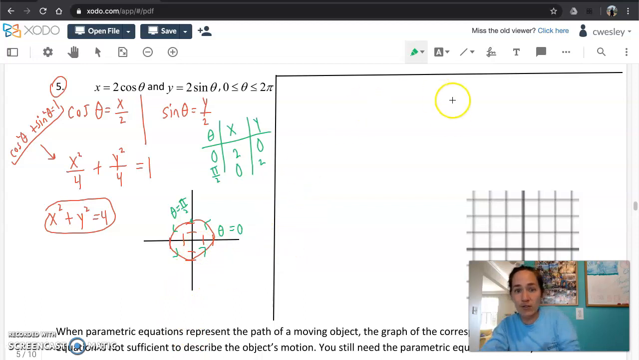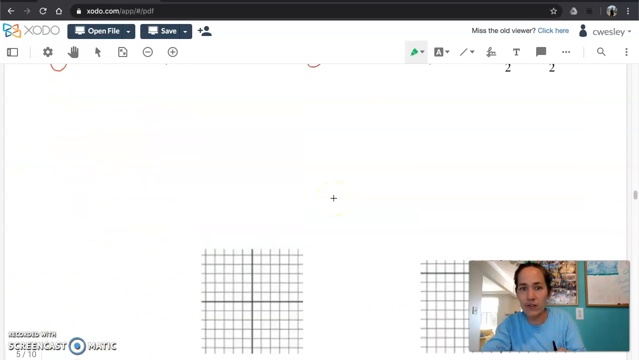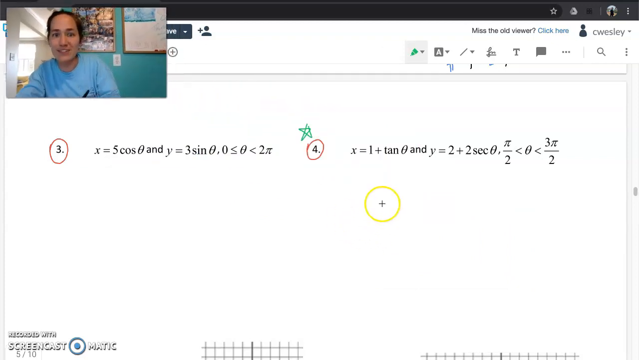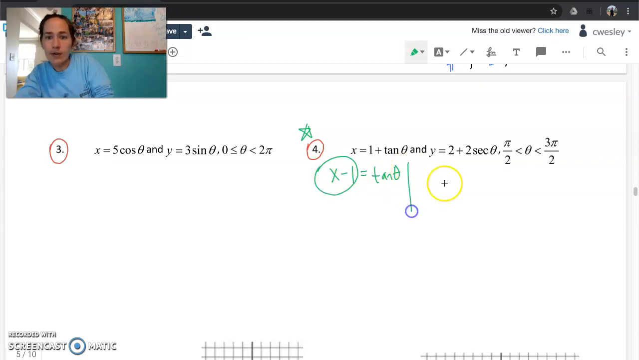Now, we're going to backtrack. So leave the space here for us to come back to it at a later date. The last one I wanted to look at is number 4 for some more good practice, especially with domain and range restrictions of a tangent and secant example. Let's do it. All right, step 1, solve each of these for the respective trig function. So tangent of theta equals x minus 1. And here secant of theta is going to equal y minus 2 over 2.